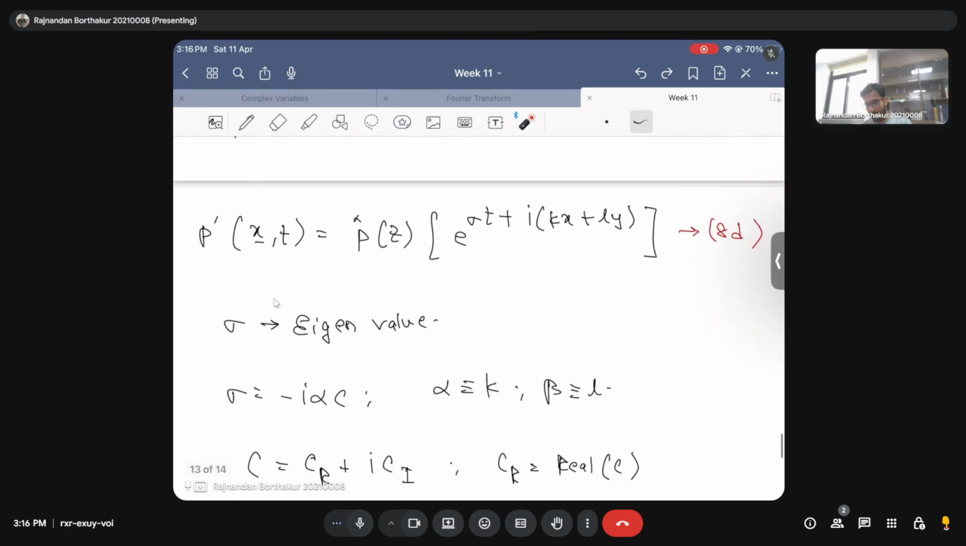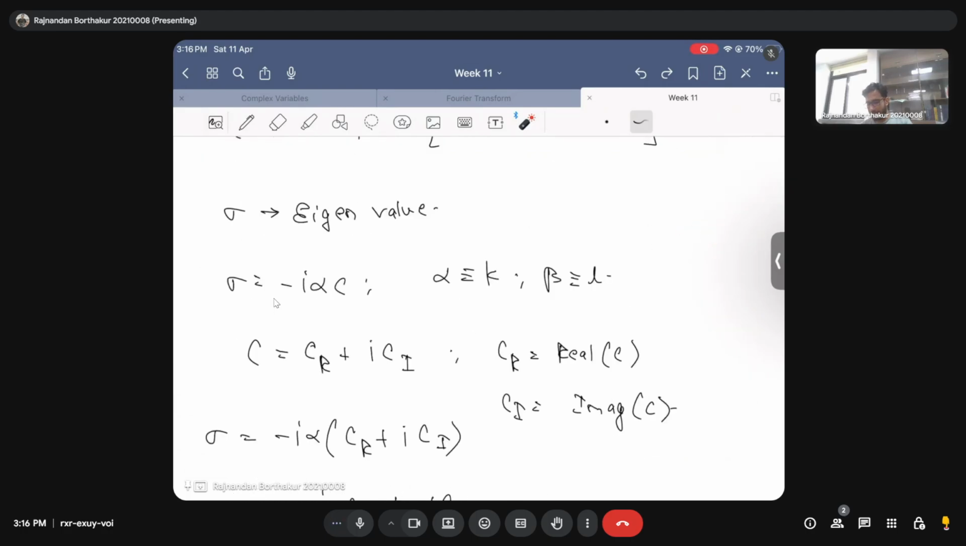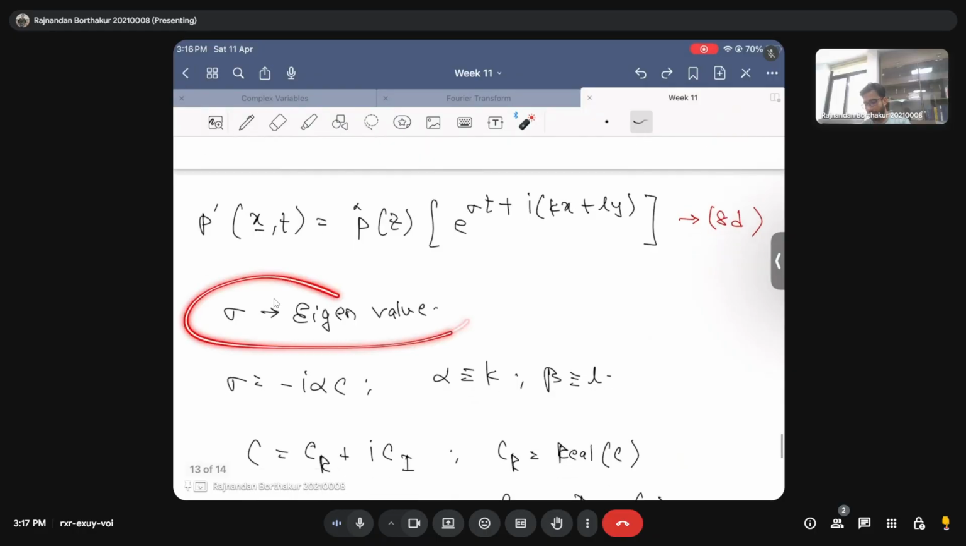Then, as a final task, this sigma that we write is known as our eigenvalue, and we do a variable transformation, which is very easy, where we transform the actual eigenvalue sigma into another eigenvalue, which is c, and c and sigma are related as follows: sigma is equal to minus i alpha times c.